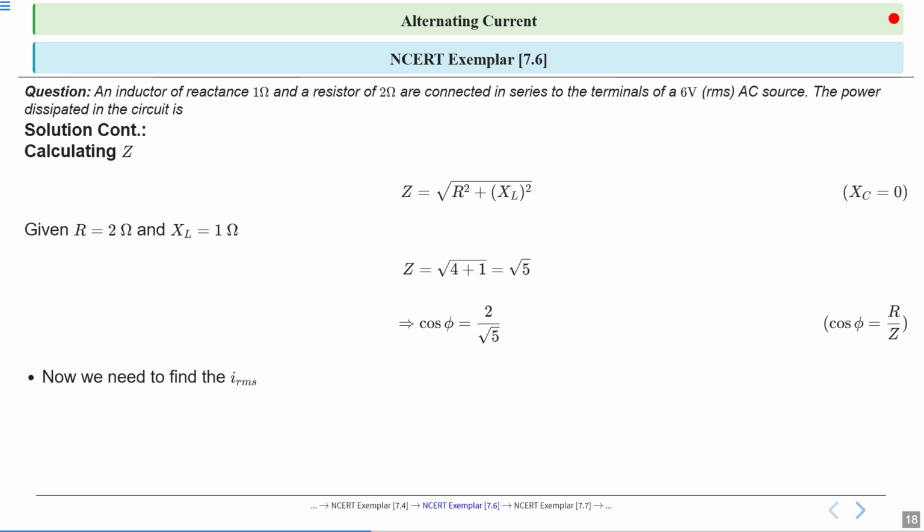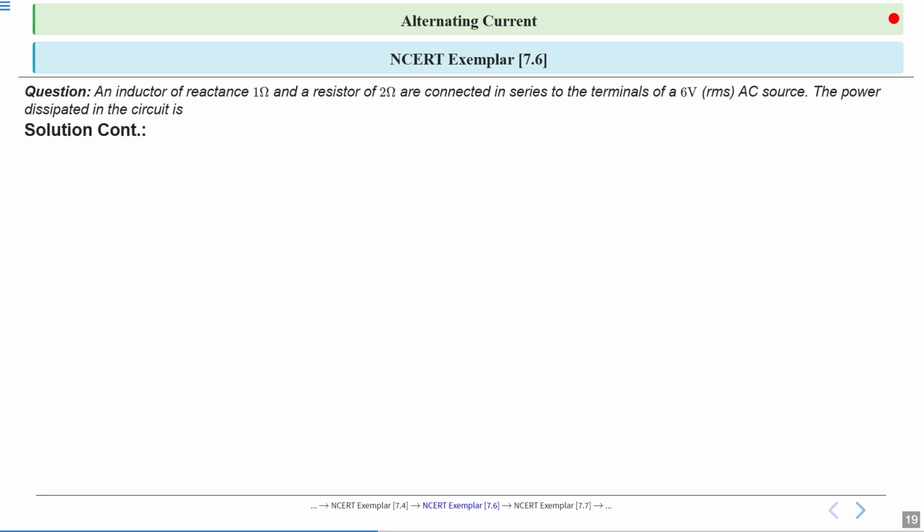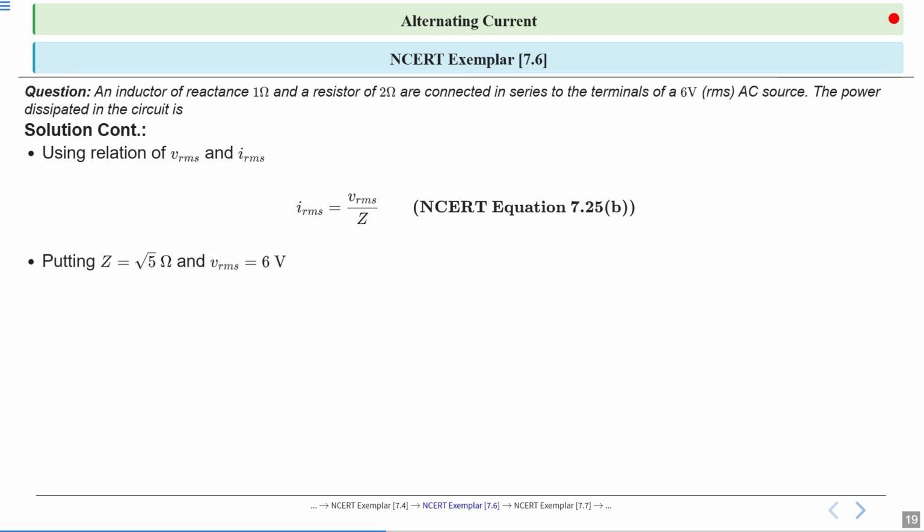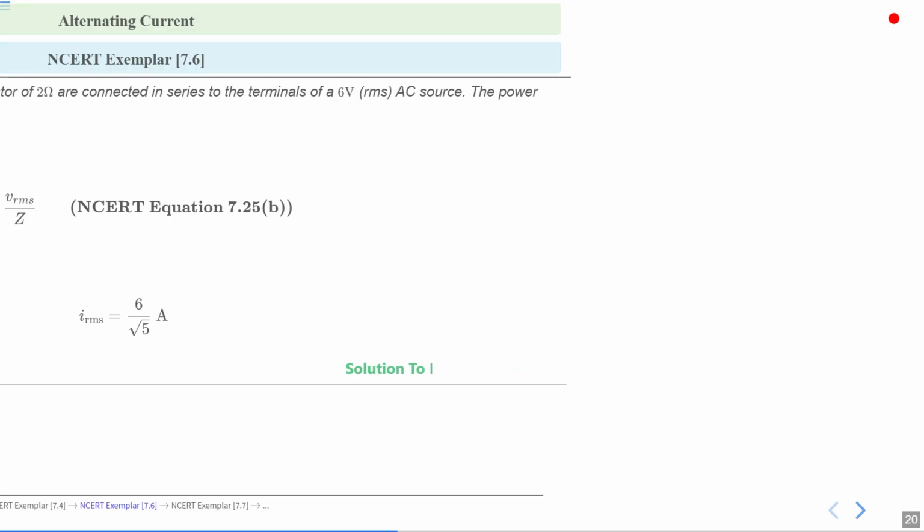Now we can find the IRMS. Using the relation IRMS is equal to VRMS upon Z, according to NCERT equation 7.25b. Now we have calculated Z, VRMS is given in the question. So putting Z equal to root 5 ohm and VRMS equal to 6 volt, IRMS will be equal to 6 upon root 5 ampere. Now we have calculated IRMS, we have calculated cos phi, VRMS is given in the question. Now we can find the average power dissipated in the circuit.